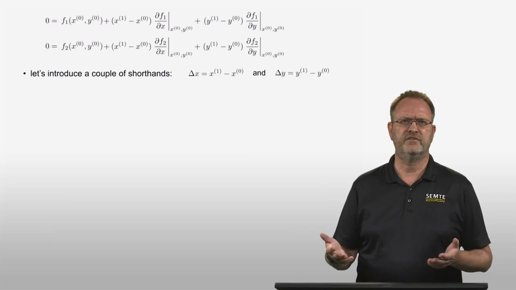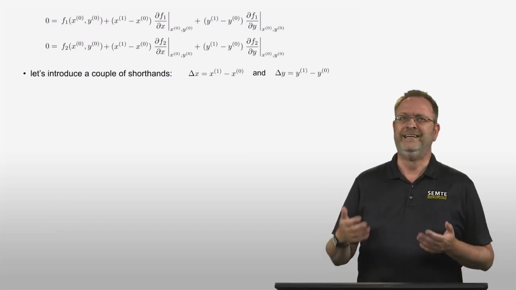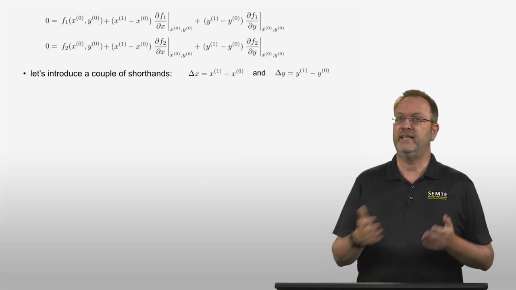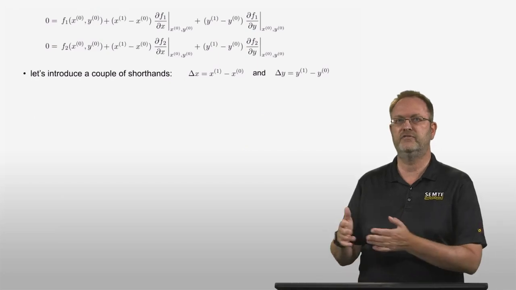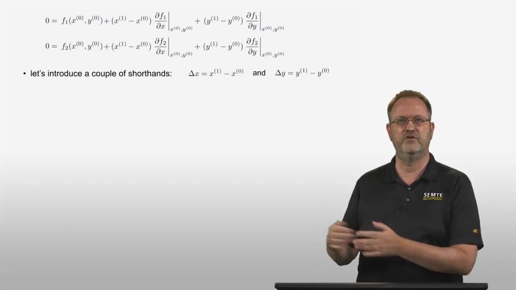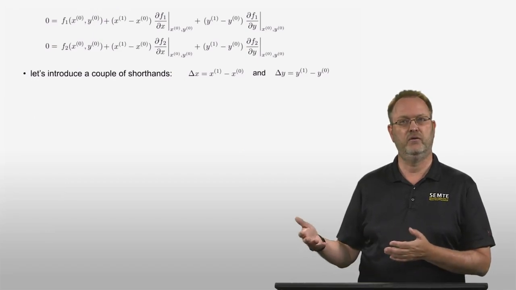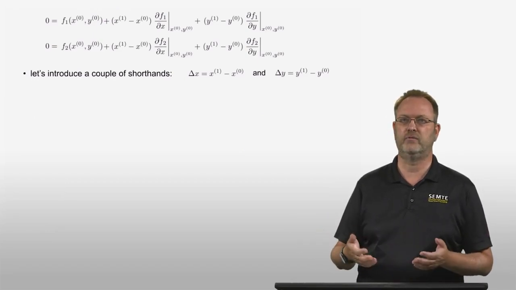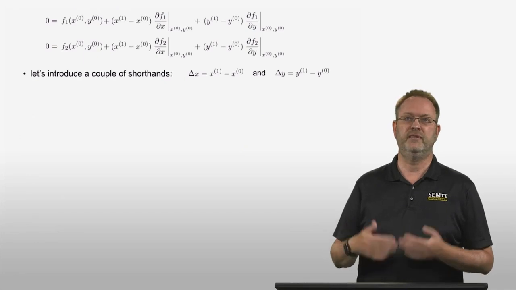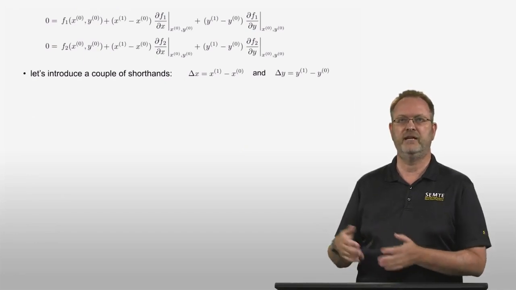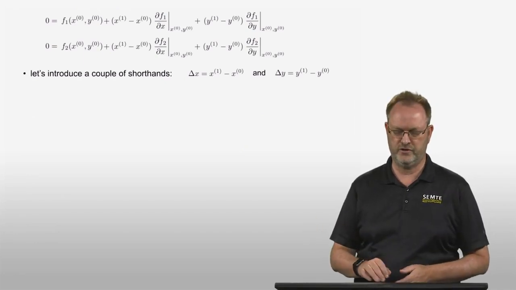And the shorthands are simply that I'm going to call the difference between the updated solution x1 minus the original estimate x0, delta x. And similarly for the y variable, I'm going to call delta y the difference between the updated estimate y1 minus the original estimate y0. So let me substitute this in.